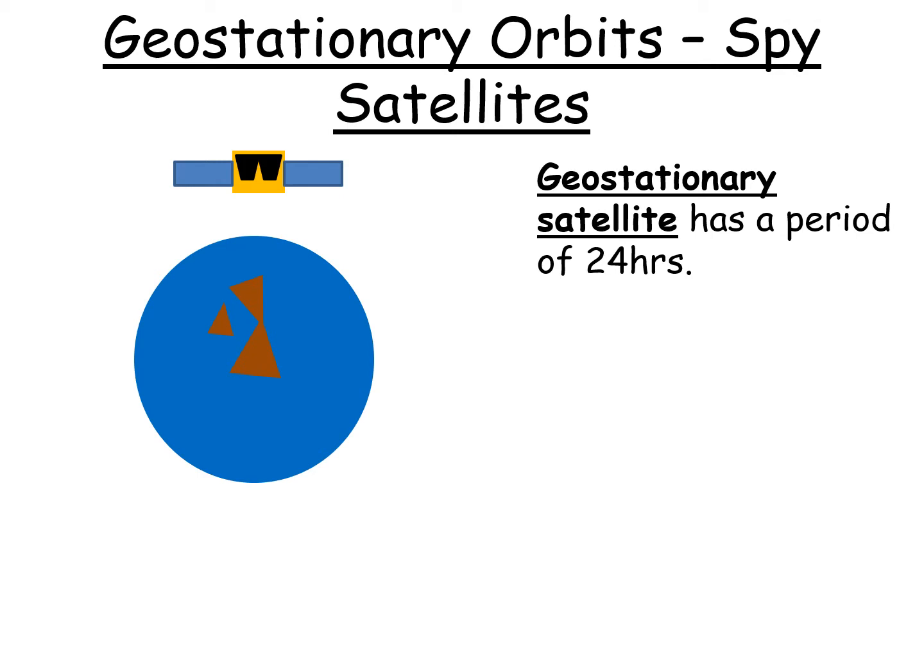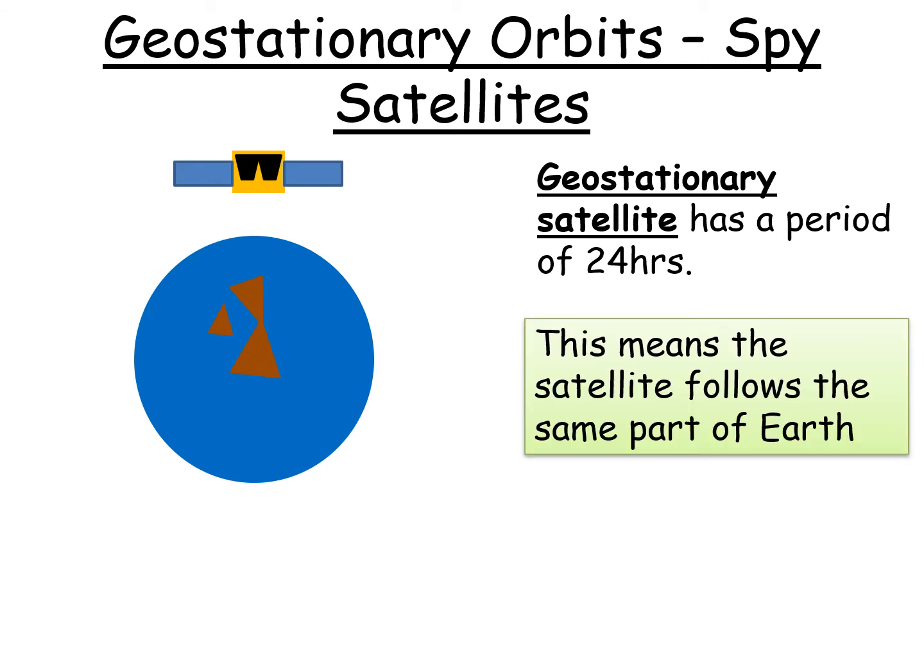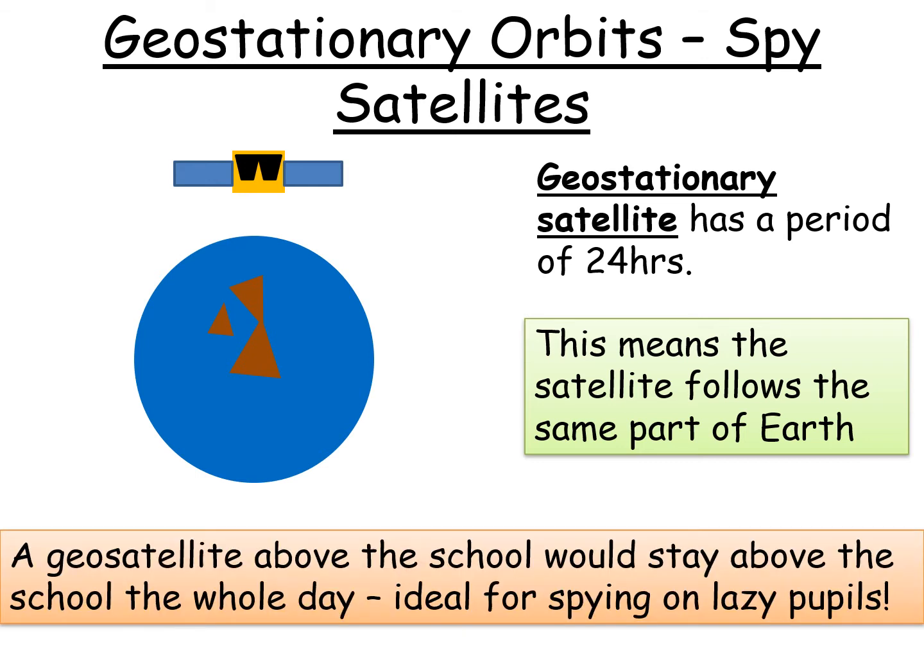Now, why is a geostationary satellite important? Well, first of all, it's got a period of 24 hours. So that means the satellite follows the same part of the Earth all the time. So say, for example, we have a satellite that is above the school and it's geostationary, then it would always stay above the school regardless of what time of day it is. And this would make it an ideal spy satellite to spy on lazy pupils.